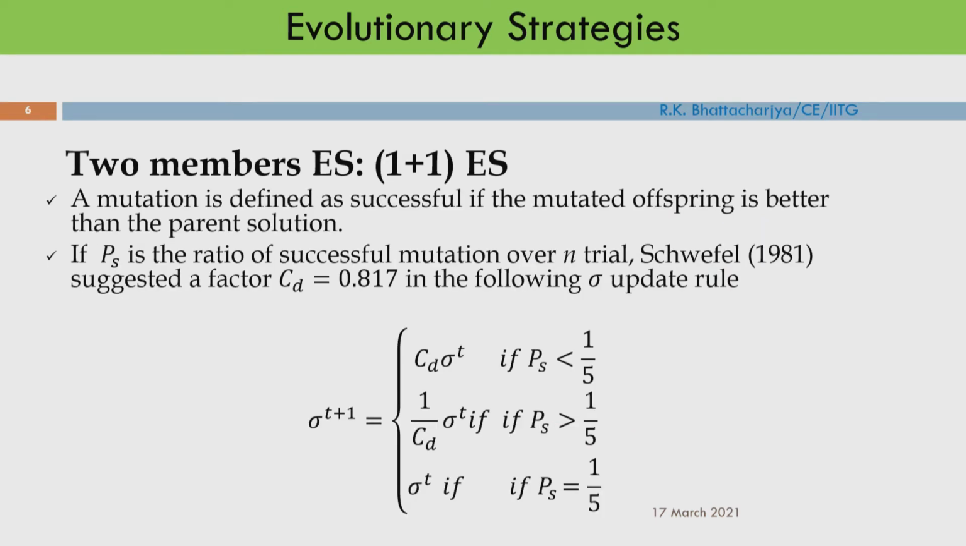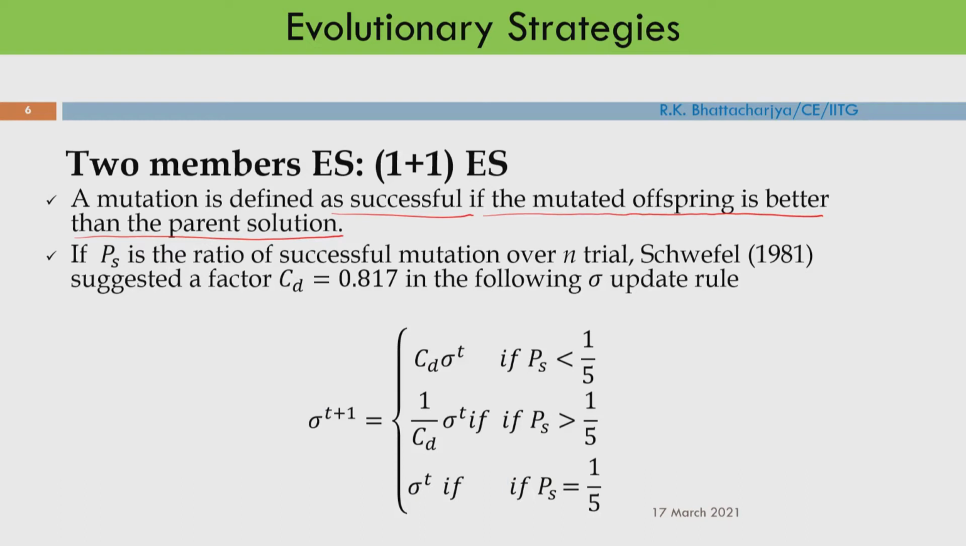A mutation is defined as successful if the mutated offspring is better than the parent solution. So, what is a successful mutation? If the mutation is creating a better solution than the parent, then we say that is a successful mutation. But if it is not creating a better individual, a better solution, then that is an unsuccessful mutation.